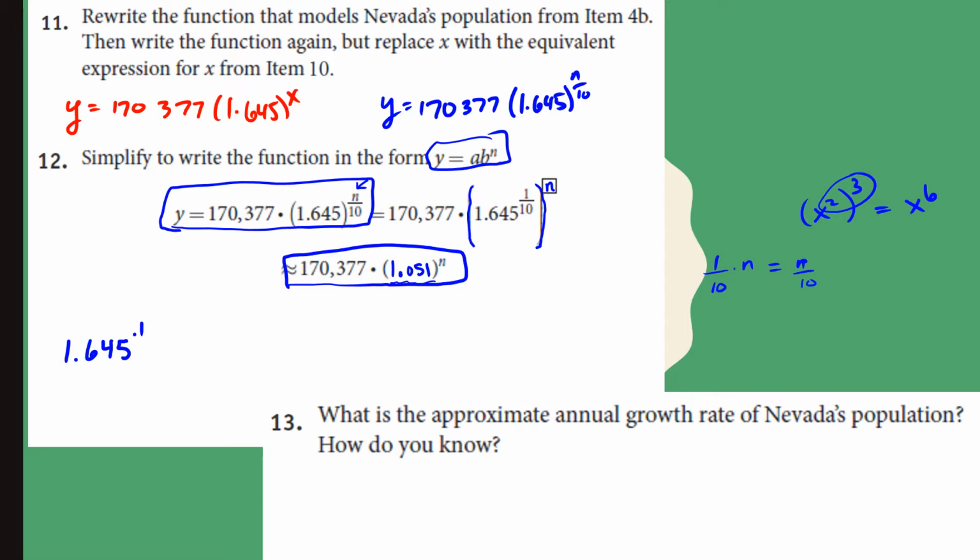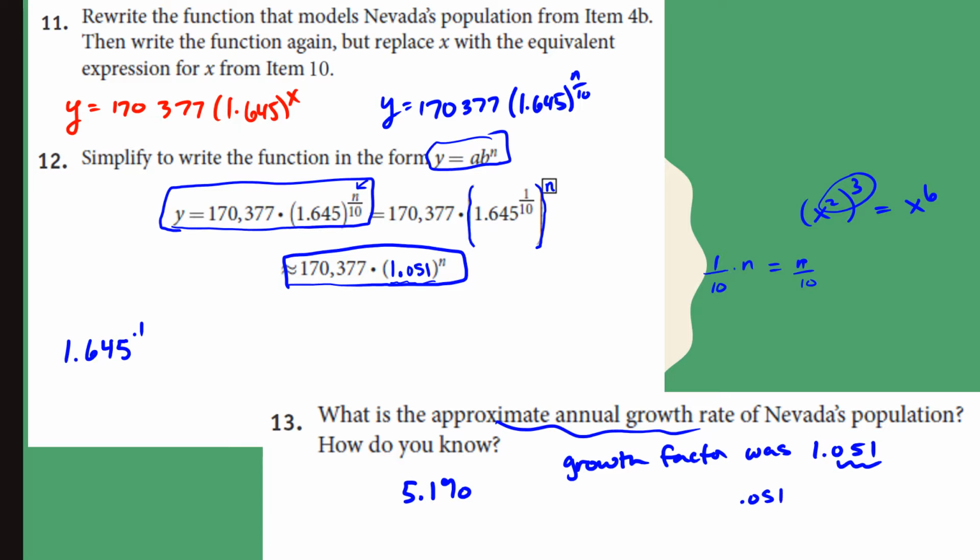We could plug in single years now instead of just decades. So the approximate annual growth rate is 5.1%, because the new growth factor was 1.051. So the 0.051, if I turn it back into a percent, move that decimal 2 places, I'd have 5.1%. That's how I know.